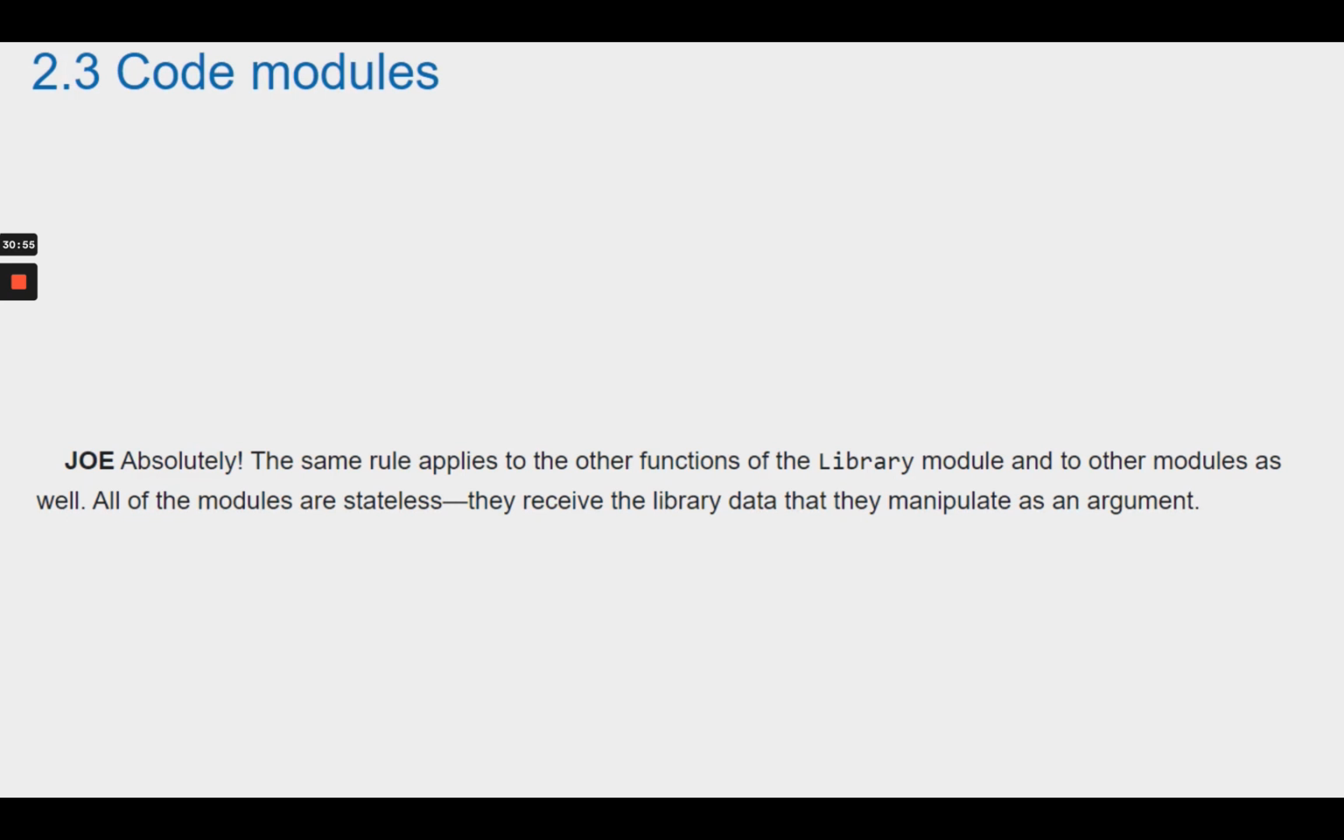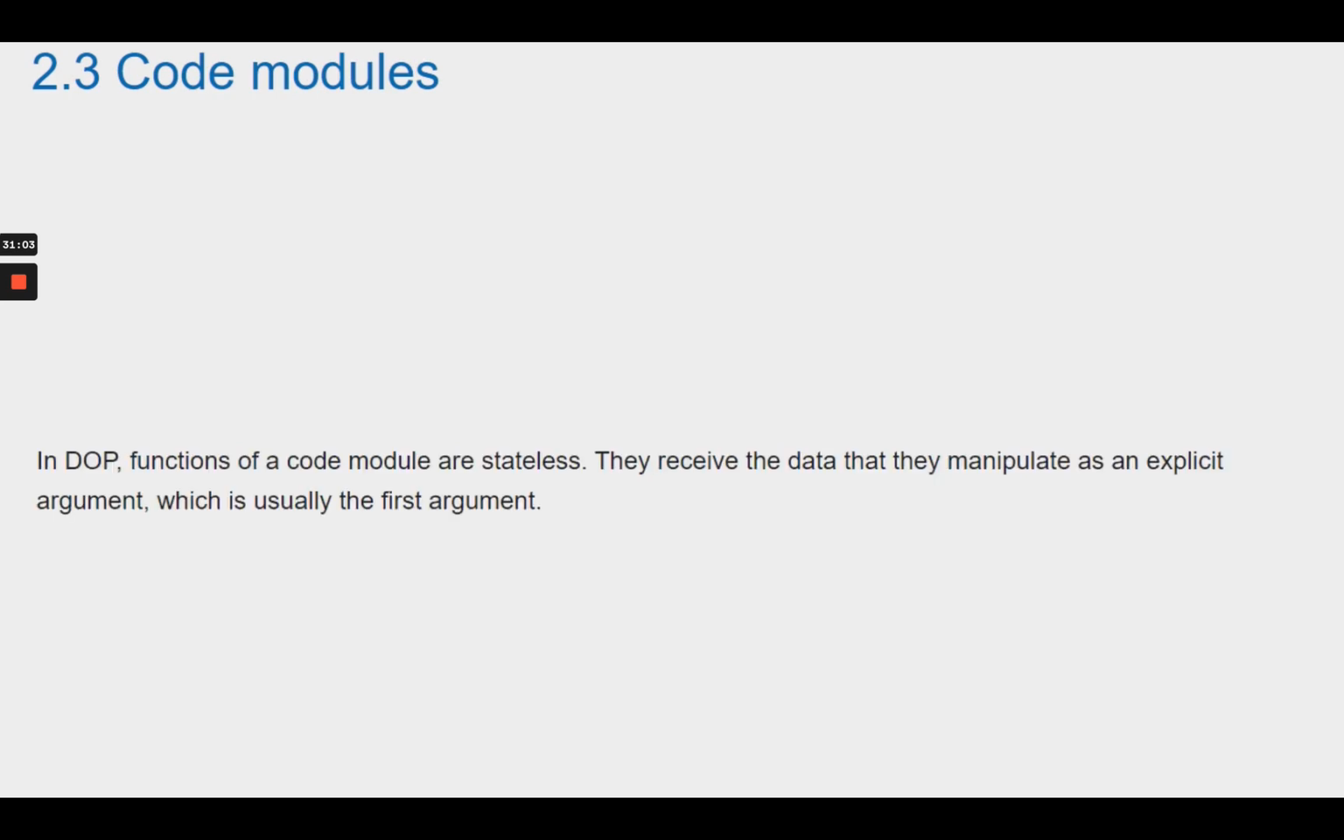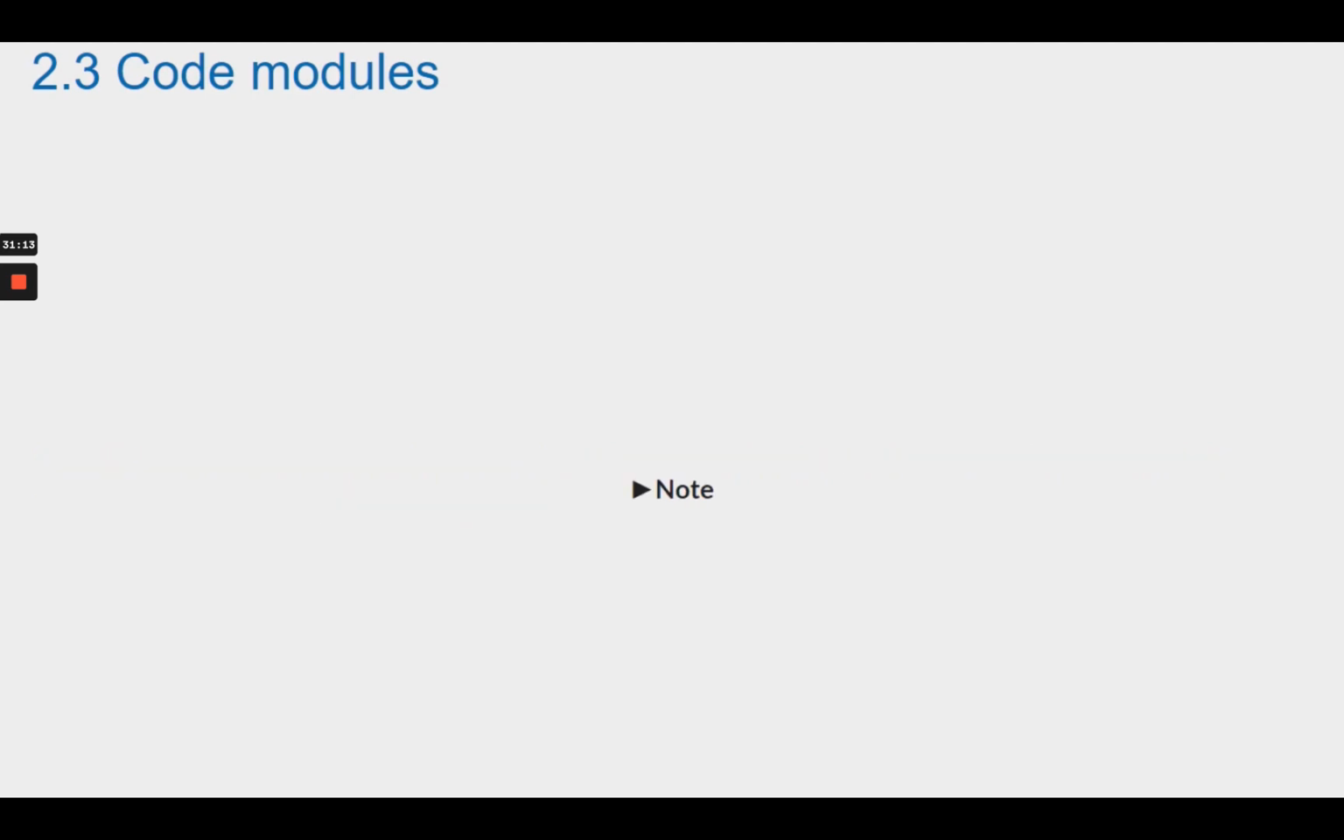All of the modules are stateless. They receive the library data that they manipulate as an argument. Tip: in DOP, functions of a code module are stateless. They receive the data that they manipulate as an explicit argument, which is usually the first argument. Note: a module is an aggregation of functions. In DOP, the module functions are stateless.